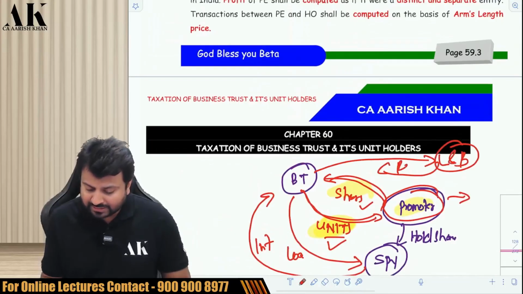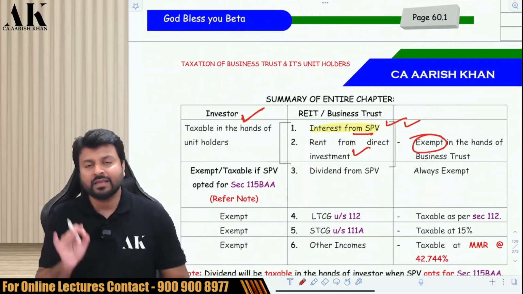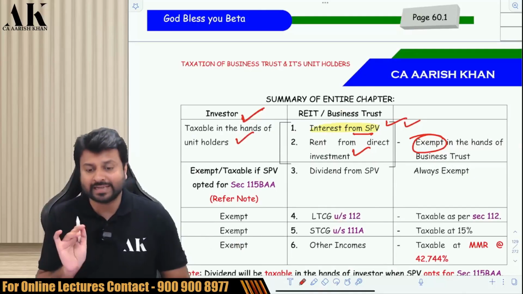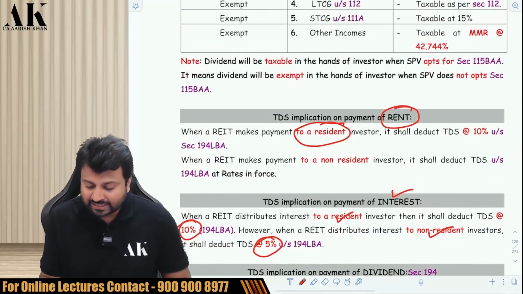it can also earn some rental out of it. This rental income is also exempt in the hands of the business trust. In the hands of the investor, it is taxable. Again, now you are supposed to deduct TDS. If you make the payment of rent to a resident, deduct 10%.